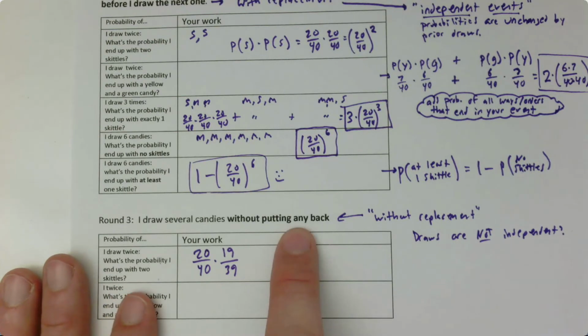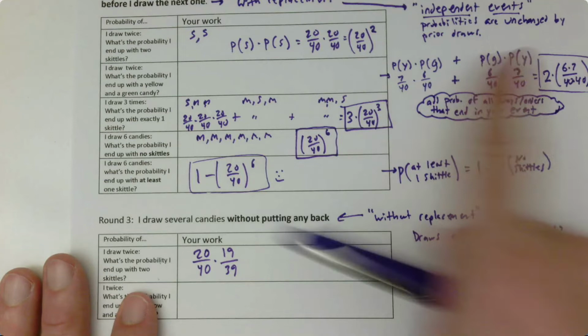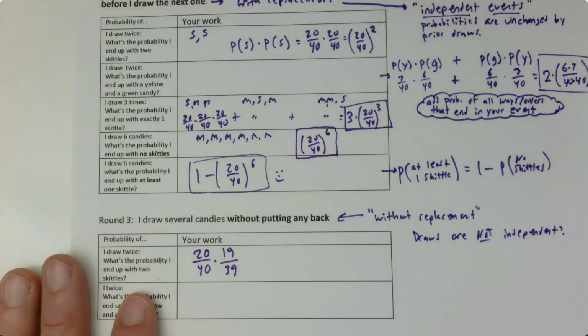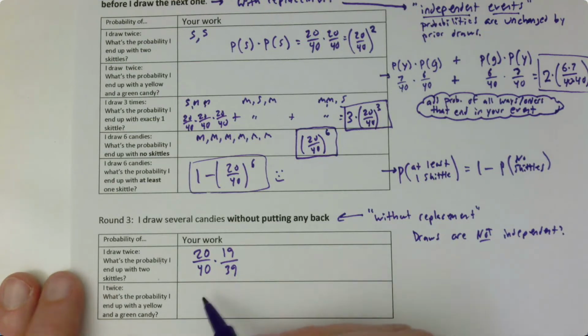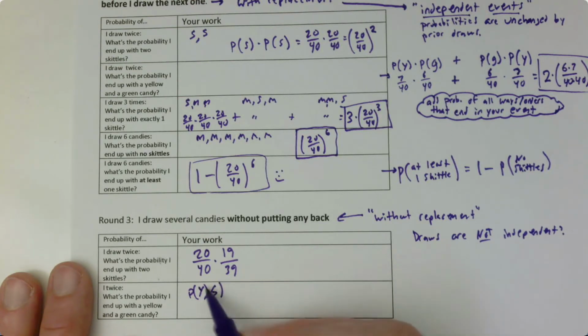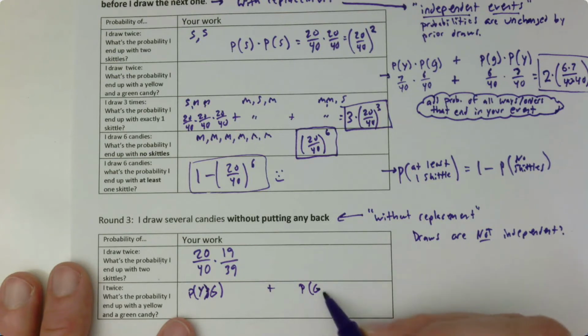Because I'm not putting any candies back, as I draw things, the numbers are changing, and so the probabilities have to reflect that. So let's look at this one. What's the probability I end up with a yellow and a green candy? So let's break it into the possible cases. The probability I draw a yellow followed by the probability I draw a green. I'm going to notate it this way: probability of yellow, comma, green. But then I'd also end up with a yellow and a green if I did green first and then yellow.